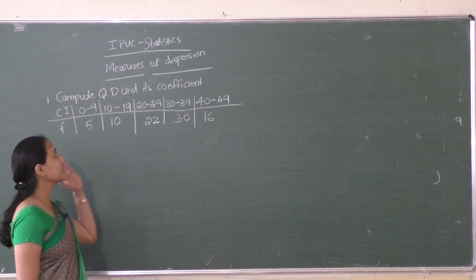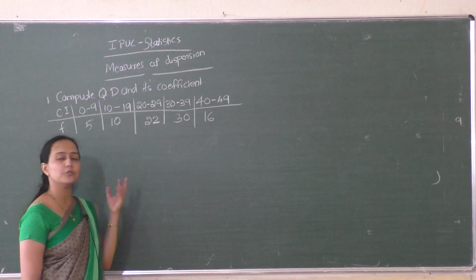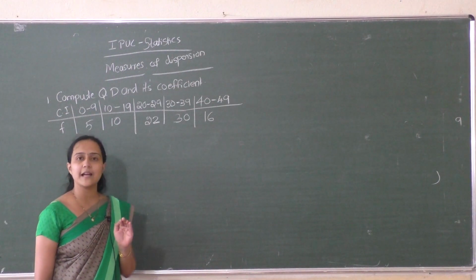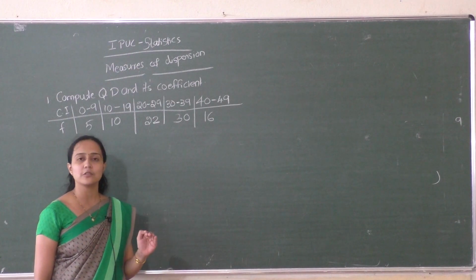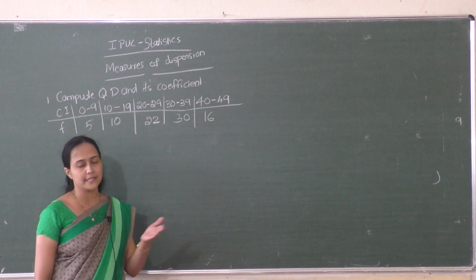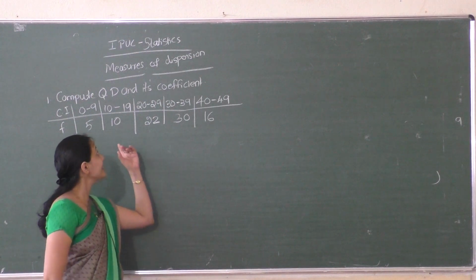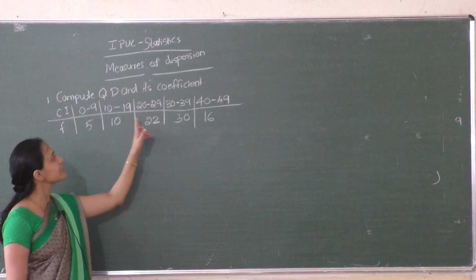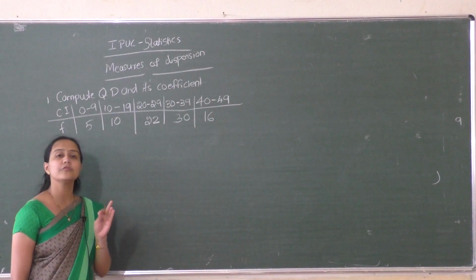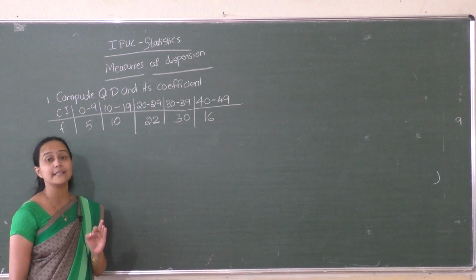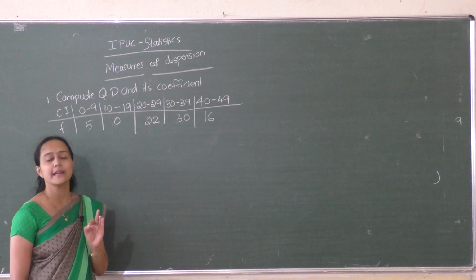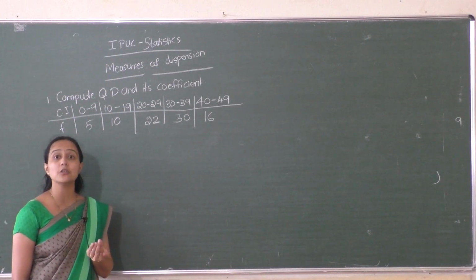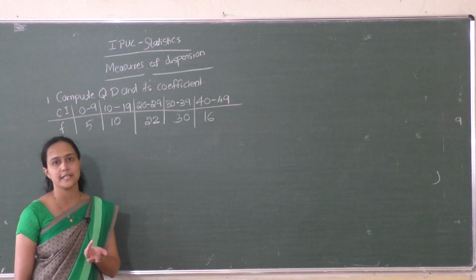So how to find QD? You know the formula: QD is Q3 minus Q1 divided by 2. First we have to find Q1, next Q3, then Q3 minus Q1 divided by 2. See the class intervals here: inclusive type class intervals are given. To find the quartiles, first convert them into exclusive type. Then we can find QD.